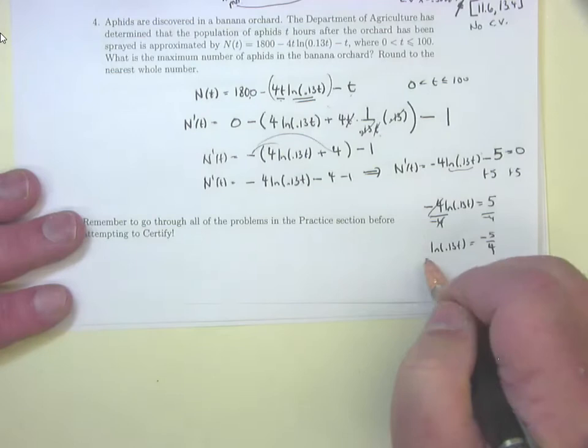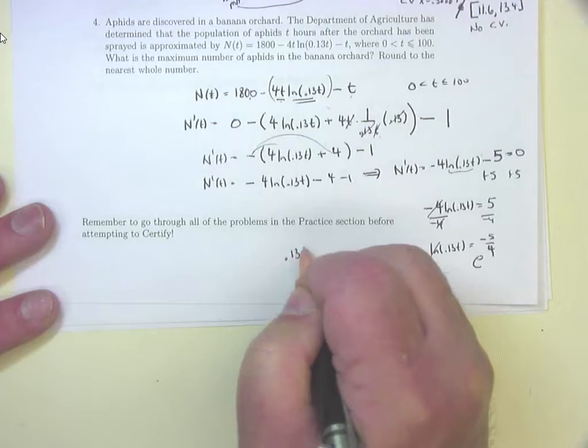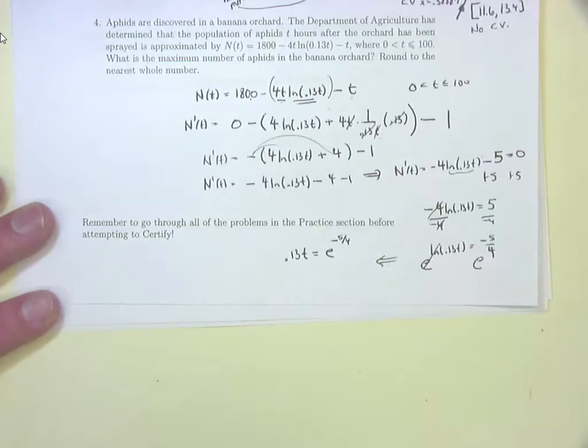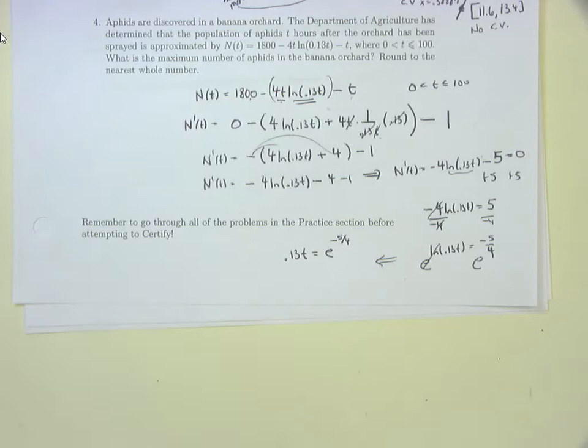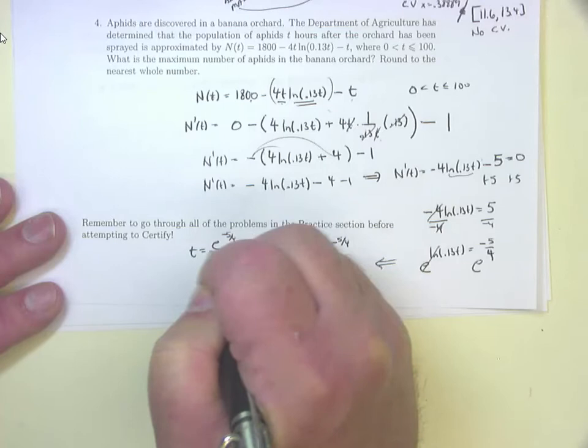e raised to the natural log equals e to the negative 5/4. And the e and the natural log cancel. That gives me 0.13t is equal to e raised to the negative 5/4. You with me? What's your last move to solve for t? Divide by 0.13. You're left with t is equal to e to the negative 5/4 divided by 0.13.